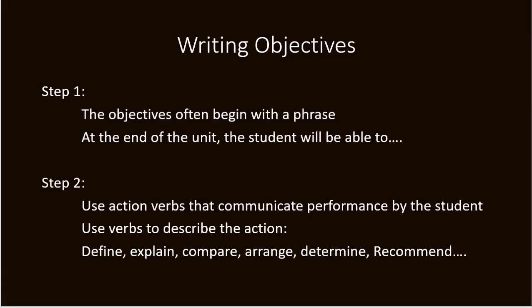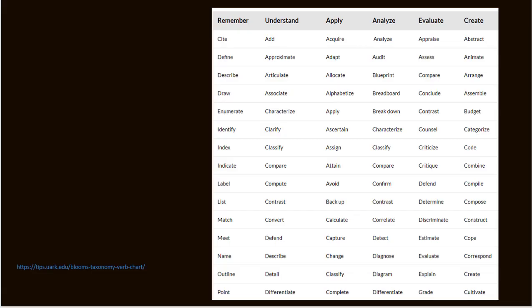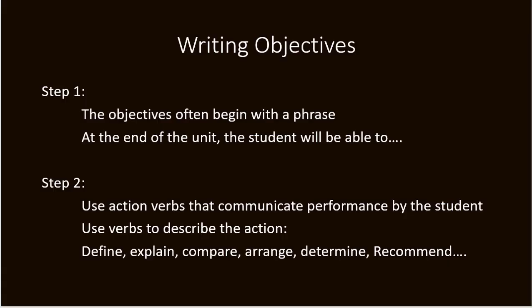When you write objectives, there are 3 steps. The objectives often begin with a phrase: at the end of the unit, the student will be able to do blank. Step 2, we're going to use action verbs that communicate performance by the student, like we did in the previous example. The students will identify the 3 steps to washing your hands. The students will compute a simple mathematical equation. Use action verbs to describe the action.